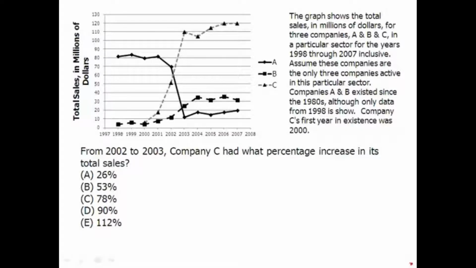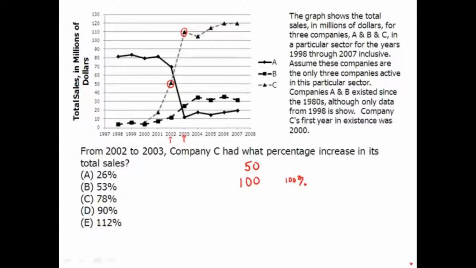From 2002 to 2003, Company C had what percent increase in its total sales? Well, 2002, it was here around 50. 2003, it was here around 110. And so if it starts at 50, that's the original 100%. If it goes up to 100, that's a 100% increase.